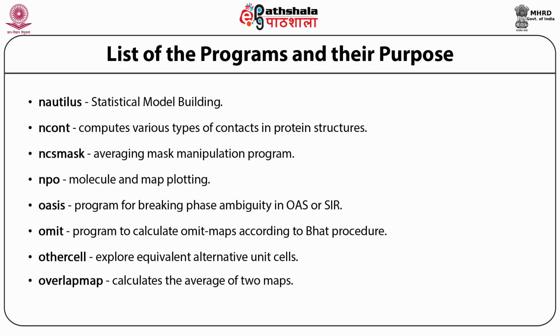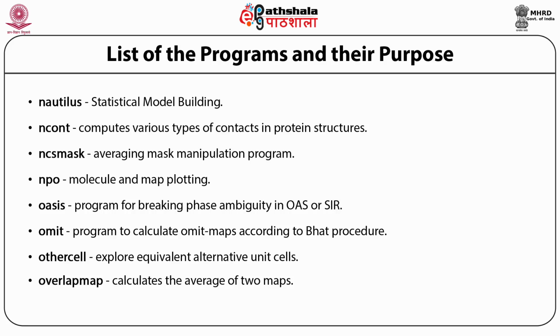We have the program for breaking the phase ambiguity in single wavelength anomalous scattering or single isomorphous replacement. The program is SHARP-like Y-axis. This is written by a Chinese group. We have to read it in the reverse way. Y-axis means Institute of Chinese Academy of Sciences. So this is called Y-axis, Academia Sinica, Chinese Academy of Sciences.